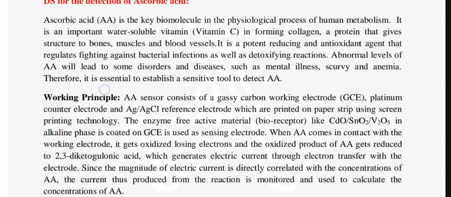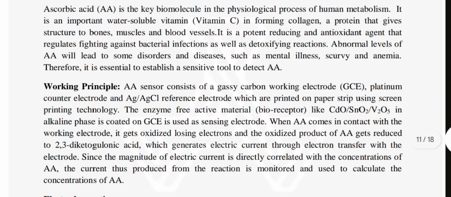Working principle. The ascorbic acid sensor consists of a glassy carbon working electrode, GCE, a platinum counter electrode, and a silver chloride reference electrode, which are printed on a paper strip using screen printing technology. An enzyme-free active material bioreceptor like cadmium oxide, SnO2-V2O5 in alkaline phase is coated on the GCE and is used as the sensing electrode.